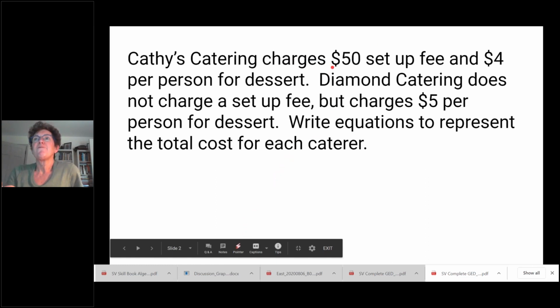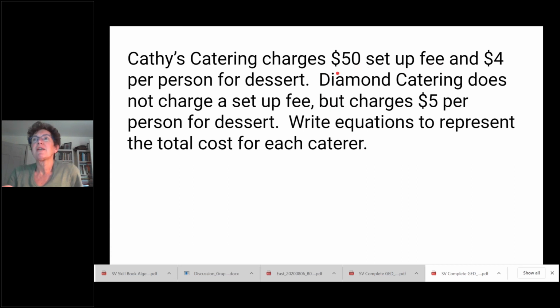So the $50 setup fee, we're thinking right now about writing an equation that is in slope-intercept form. So this $50 represents our starting point or our intercept, the y-intercept, and this $4 represents our rate of change or our slope for this particular equation.